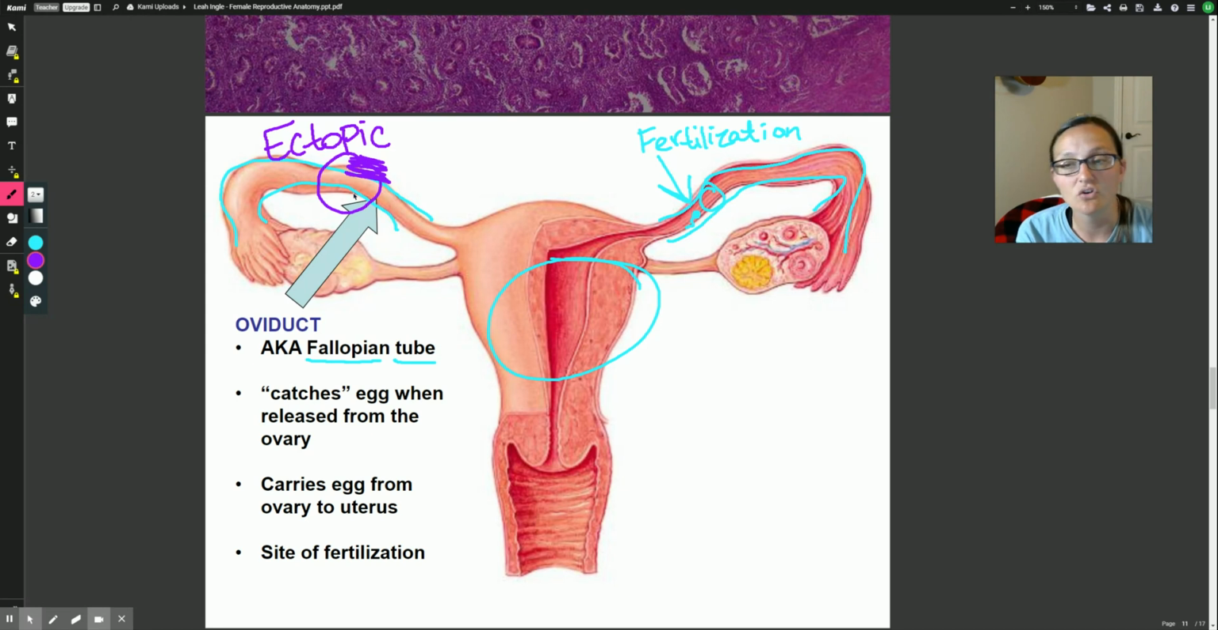But if left to grow, it could really hurt the mother. And if she didn't seek medical attention, that would be really dangerous for her health overall. Like, not good at all. So anyway, ectopic pregnancies are really, really sad.